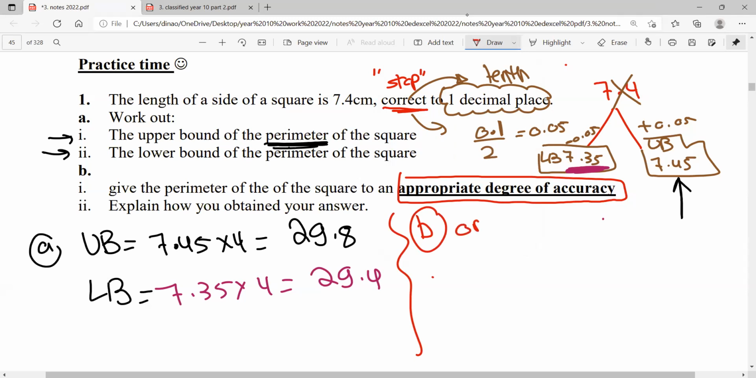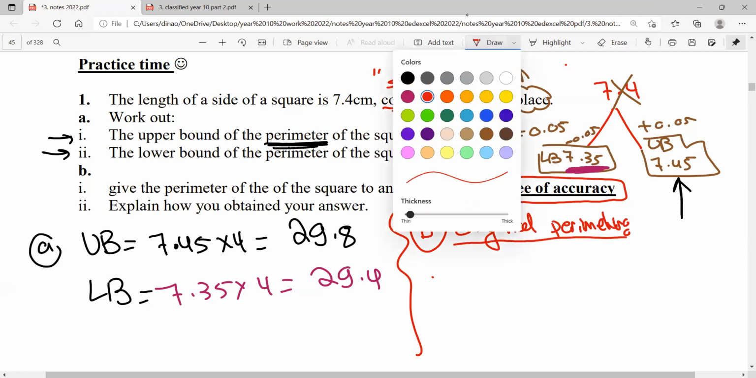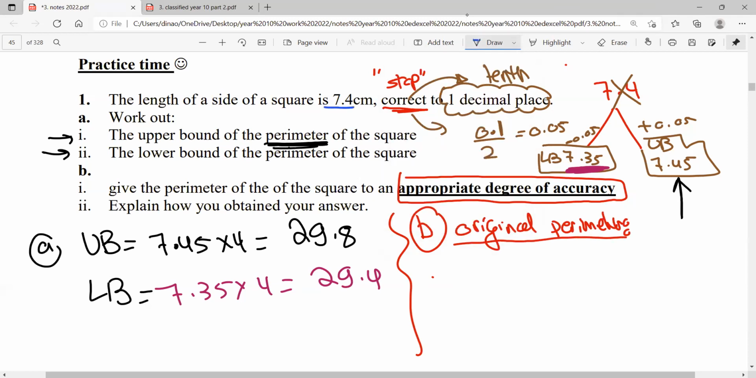Let's find the original parameter, although this is not required in your steps, but I just have a point. We will find the original parameter even though it is not required and won't help me, I just want to emphasize a certain piece of information in the degree of accuracy part. Okay, so this is the original parameter.